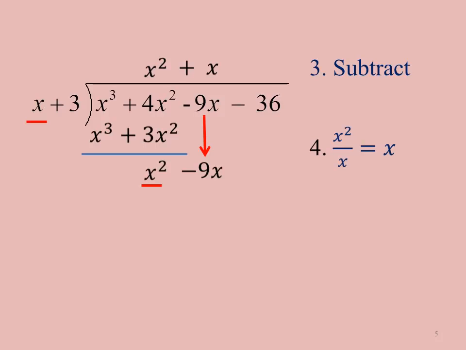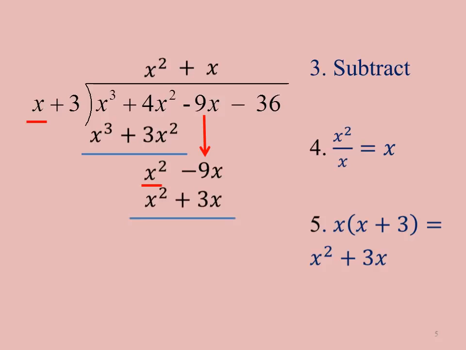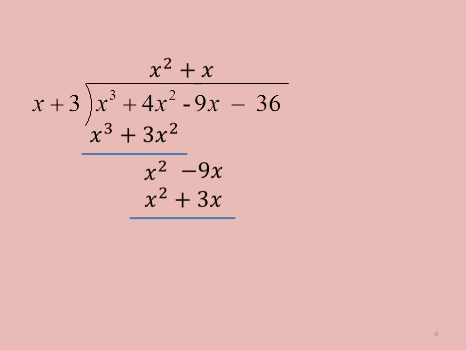Next, we carry out a calculation. We take that value of x and we multiply it by the divisor, and we get x squared plus 3x. We write those two terms under the x squared minus 9x. We then draw a line and subtract. Once again, x squared minus x squared is 0. Negative 9x minus 3x will give negative 12x.